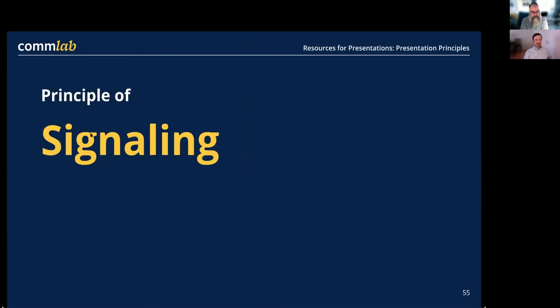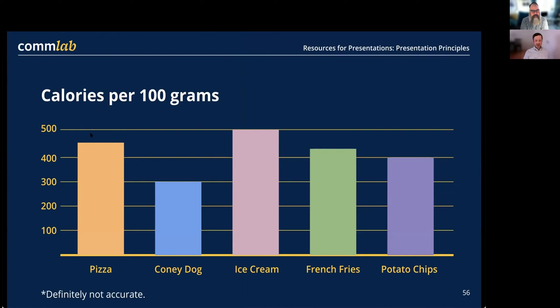And then the principle of signaling provides cues to help people focus on the most important information without their having to figure out what is important. So here we have a pretty standard graph. We're not quite sure what to focus on. I might be talking about some food intake, some calories, obviously here.